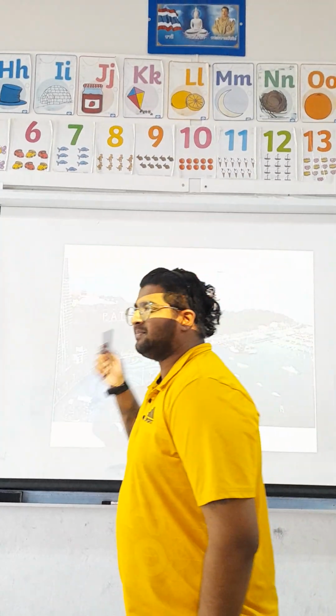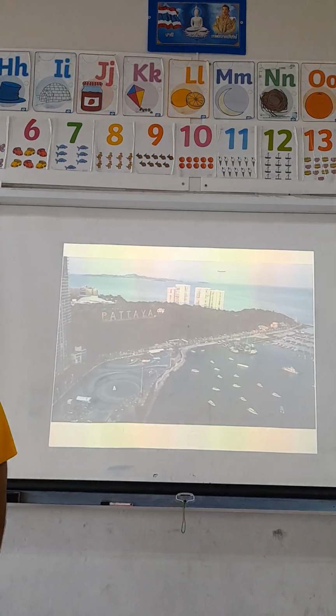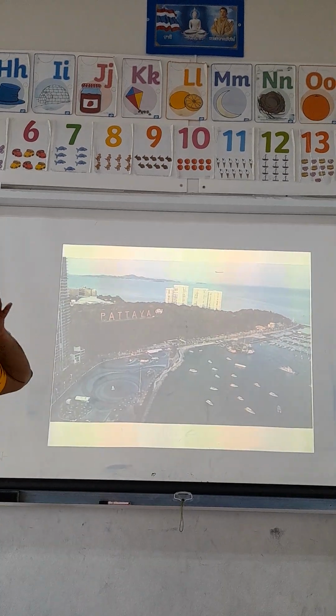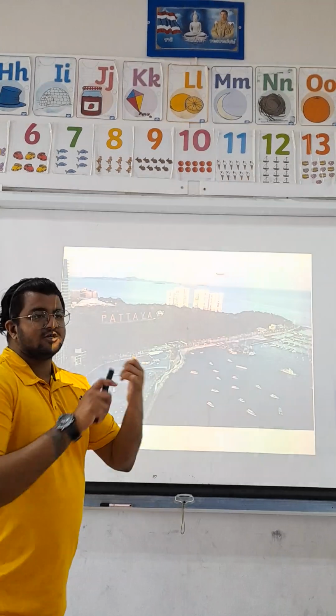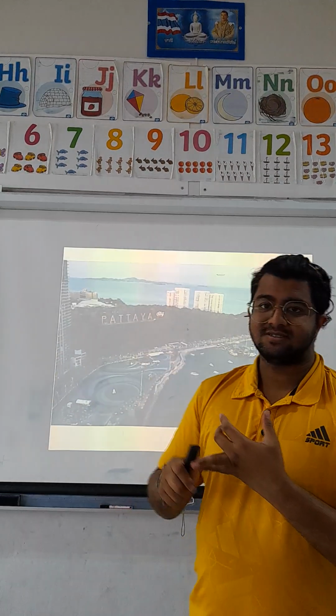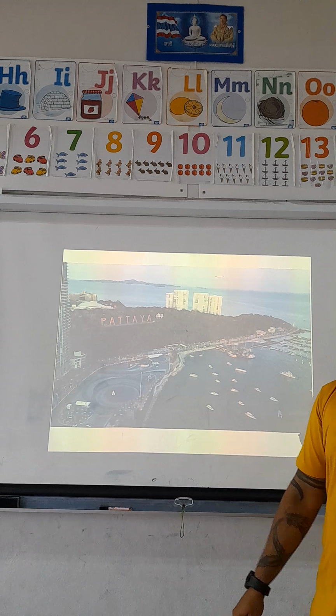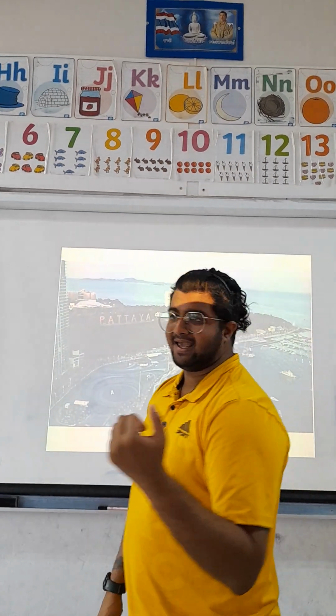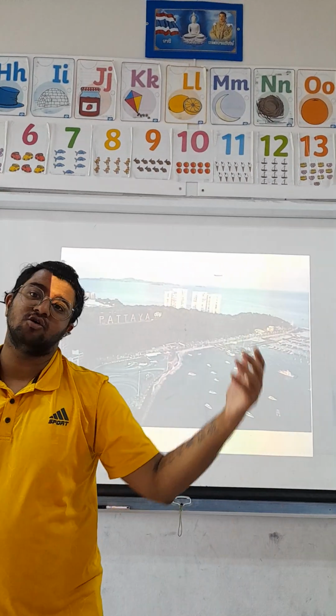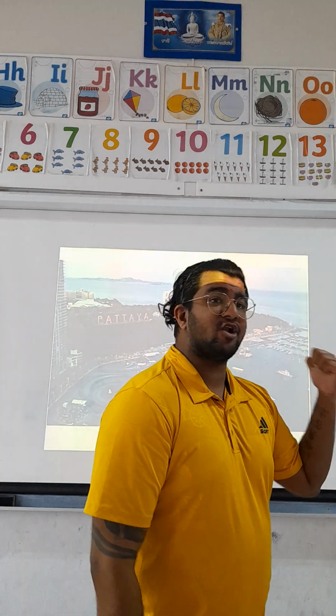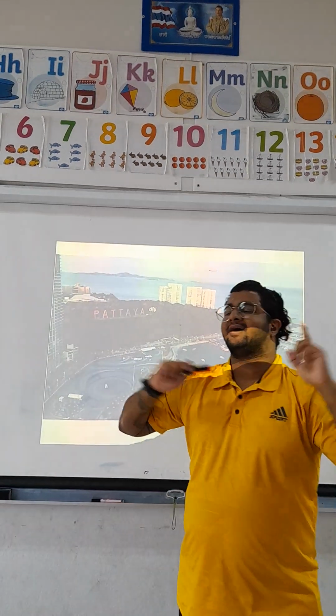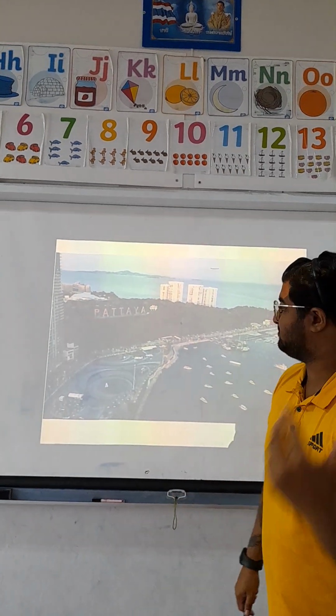Over here is a picture of a city in Thailand, Pattaya. Can you name for me the different types of solids, liquids, and gases? Remember, sometimes we cannot see a gas like oxygen or carbon dioxide. We cannot see it, but it is still around us. That is how we are able to breathe.